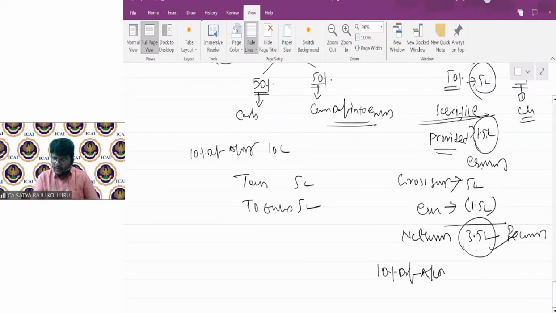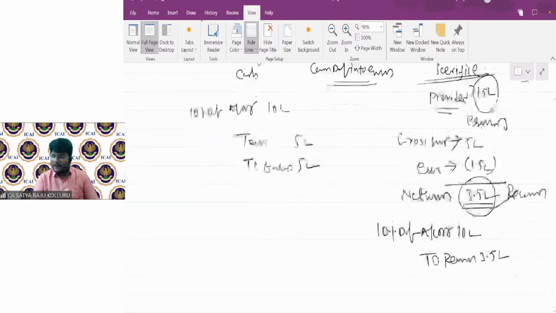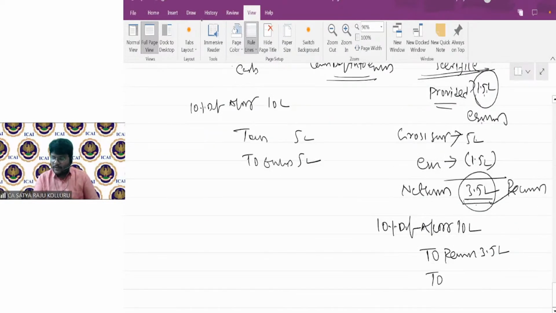10% debentures account that is 10 lakhs, you need to cancel. The net sacrifice amount is 3.5 lakh. That goes to reconstruction account, 3.5 lakh. For the 1.5 lakh, they are issuing the equity share capital. That is equity shares, that is equity share capital. And the other 50% they are repaying in the form of cash, 5 lakhs. This is the entry you need to make.